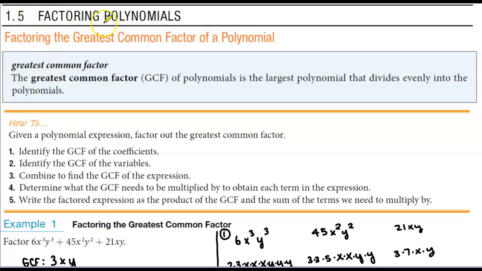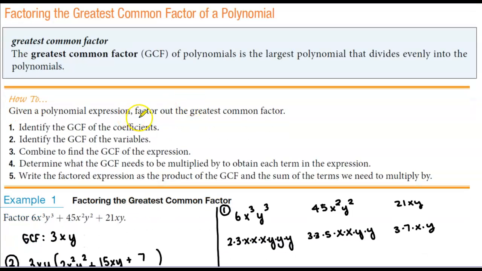Section 1.5, Factoring Polynomials. Factoring the greatest common factor of a polynomial. The greatest common factor, abbreviated as GCF, of polynomials is the largest polynomial that divides evenly into the polynomials. If we're given a polynomial expression, factor out the greatest common factor.